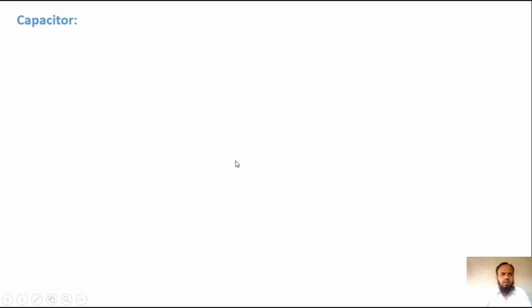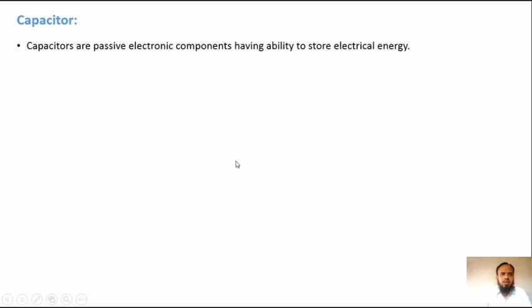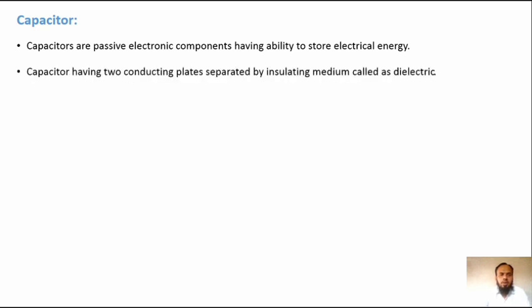After that we saw the capacitor. Capacitors are passive electronic components having the ability to store electrical energy. A capacitor has two conducting plates separated by an insulating medium called a dielectric.